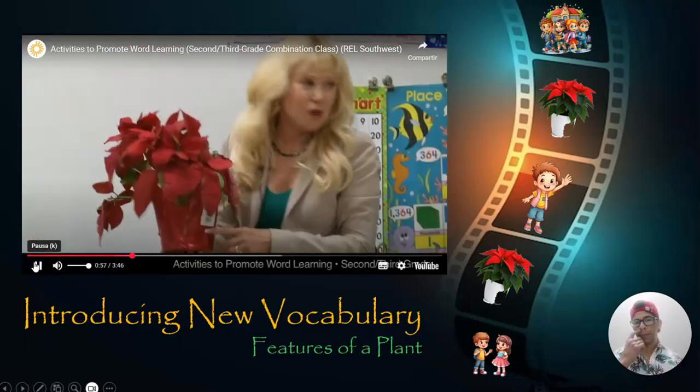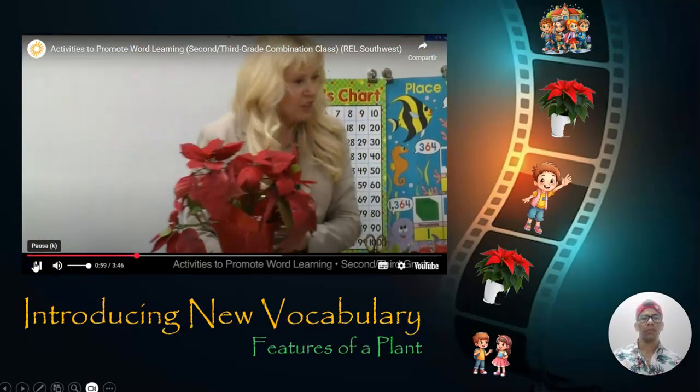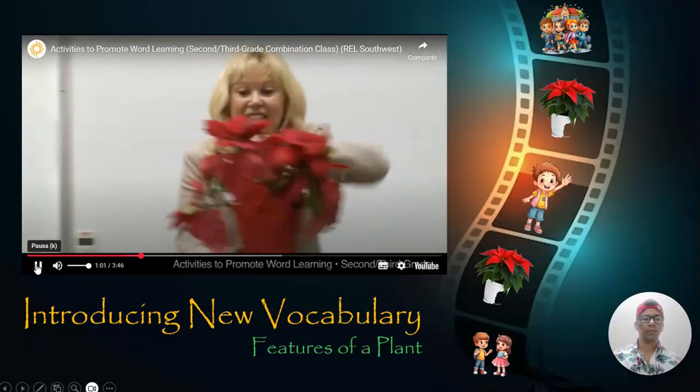You can't even see them, but you know they're down in here, right? The roots are a feature of the plant. What else? Stem. The stem.